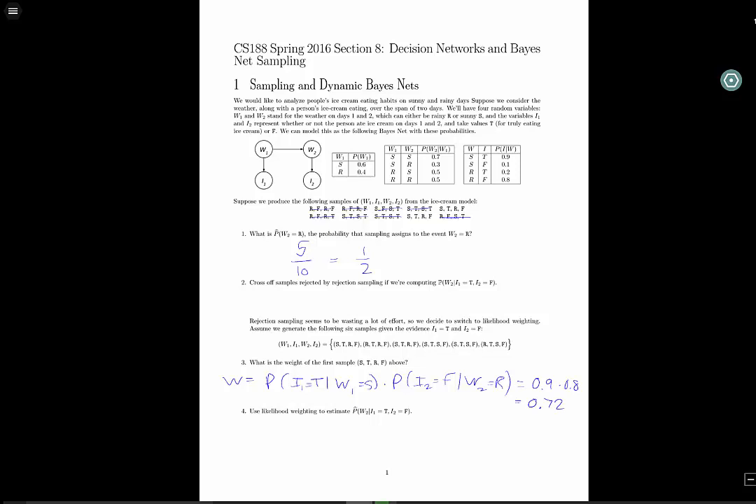If we look at our tables above, we find this is 0.9 times 0.8, so we get 0.72 as the weight. Now they ask us, use likelihood weighting to estimate the probability of W2 given I1 equals T and I2 equals F. So what we need to do is find out the weights for all of the 6 samples that we drew. We already calculated the first sample, which was 0.72. Now for the second one, I won't write out the 2 probabilities we multiply, but I'll jump straight to it. So it's T given R. So T given R is 0.2 times F given R, which is 0.8.